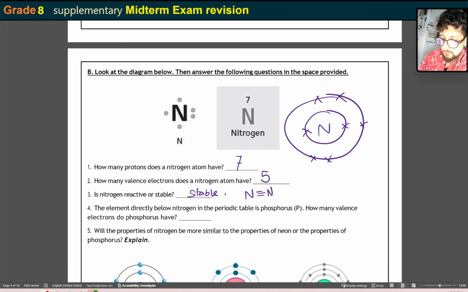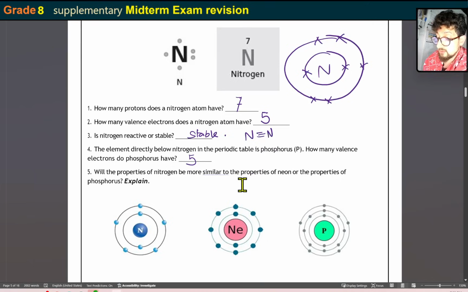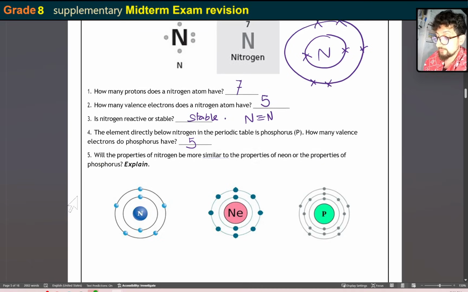Okay, the element directly below nitrogen in the periodic table is phosphorus. How many valence electrons does phosphorus have? 5 as well, because it's in the same group. Will the properties of nitrogen be similar to the properties of neon or the properties of phosphorus? Explain.